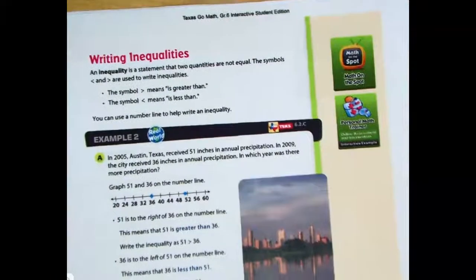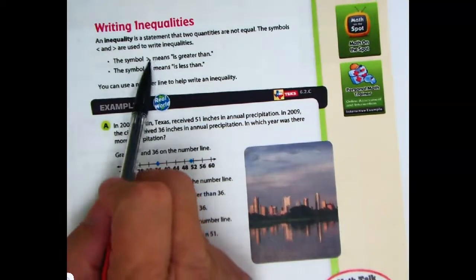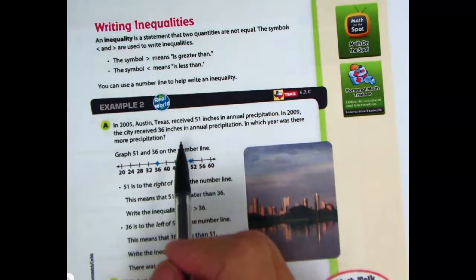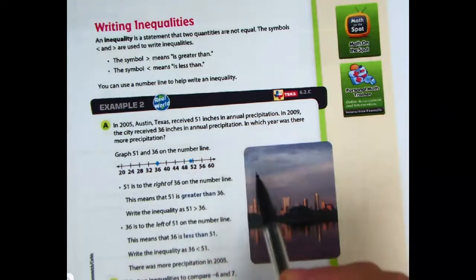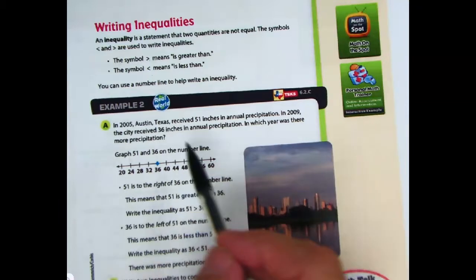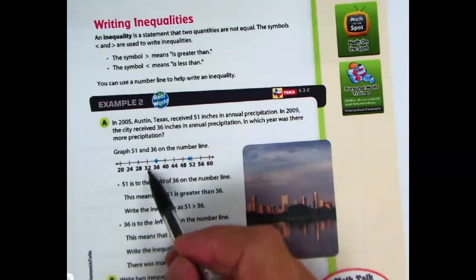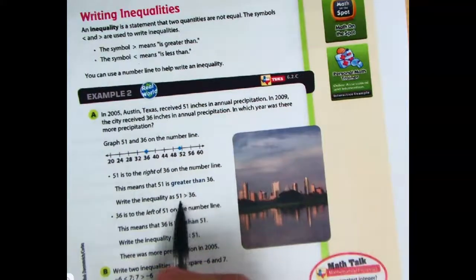Let's talk about inequalities. So writing an inequality. Again, inequalities are greater than and less than. So let's talk about an example here. It says in 2005, Austin, Texas received 51 inches in annual precipitation. In 2009, the city received 36 inches in annual precipitation. In which year was there more precipitation? So graphing them on a number line, 51 would be here and 36 here, so 51 is larger, obviously. So to write the inequality, you would say 51 is greater than 36.